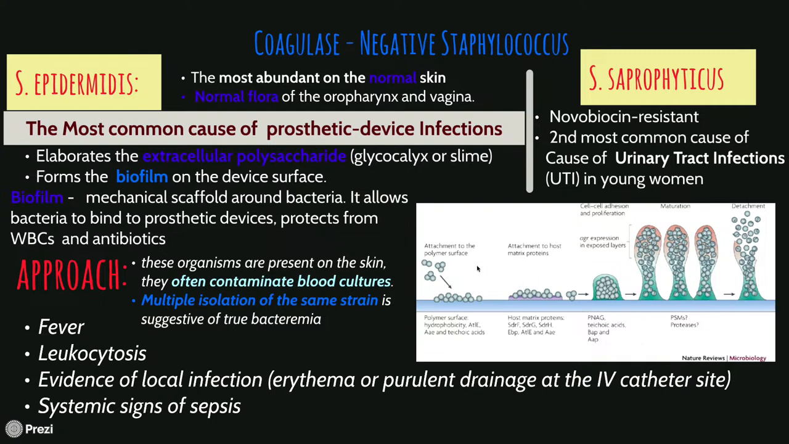Is this normal flora contaminating your blood sample, or is this the actual bacteria causing endocarditis? Do you follow me? Okay. How can we, let's say, settle this answer? Is this a contamination of a blood sample, or is this the actual bacteria causing the disease?